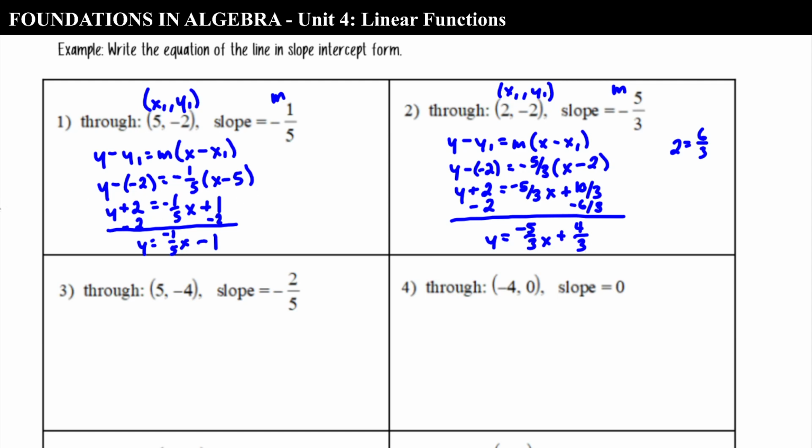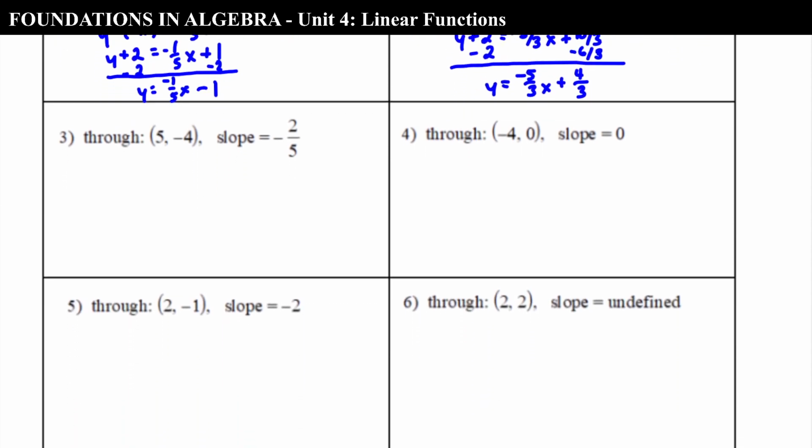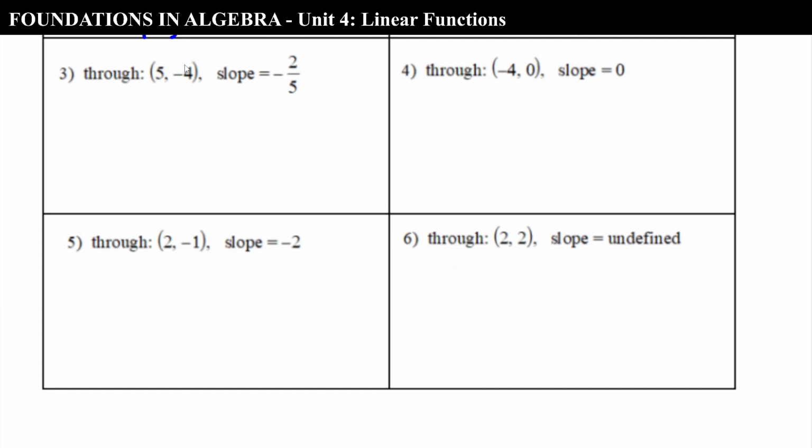For number 3, we have our point 5, negative 4. So we're going to plug into our point slope form. So we have y minus negative 4 equals negative 2/5 times x minus 5. All we did was plug in. And now we solve for y.